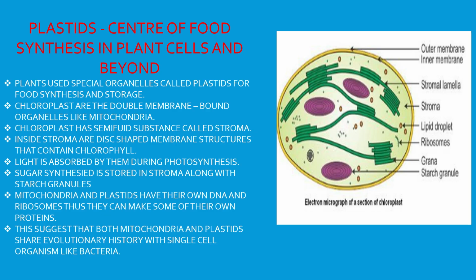As you are seeing in the figure, we have two kinds of membrane, outer membrane and inner membrane, stromal lamella, stroma, lipid droplets, ribosomes, grana, and starch granule. This is the electron micrograph section of chloroplast.